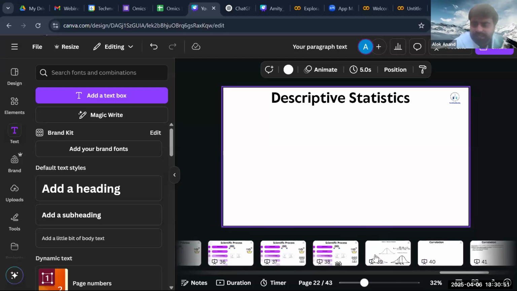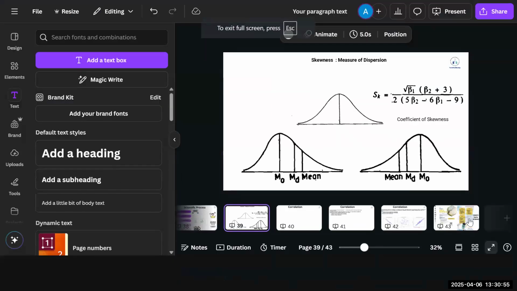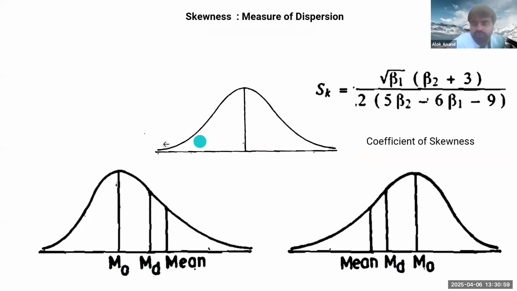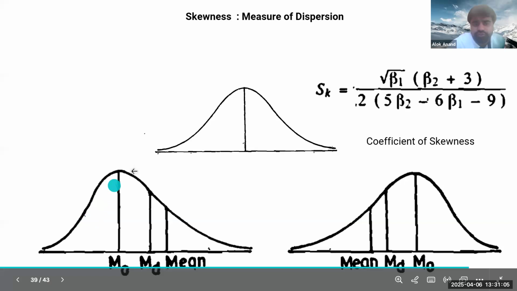Is the screen visible, guys? Can you see? Yes, sir. Good. So see here, guys, this is the meaning of skewness. Now this is a normal distribution. It is symmetrically distributed. Now this is positively skewed, with a longer tail towards the right side. This is negatively skewed, with a longer tail towards the left side.